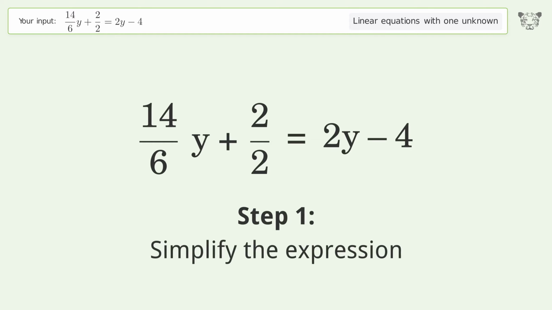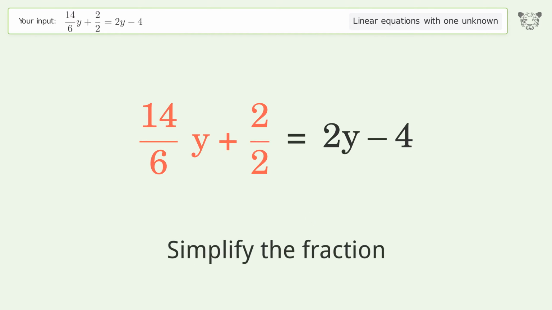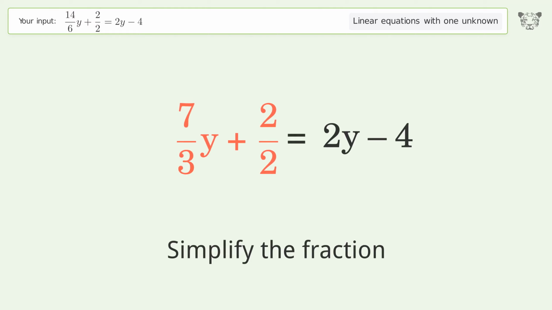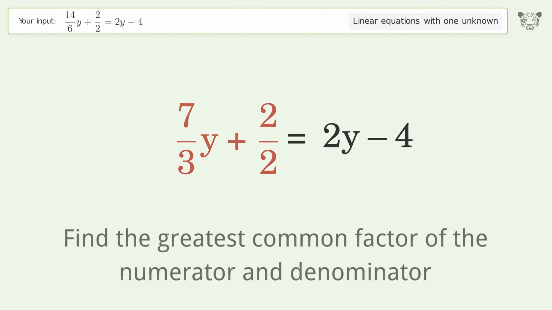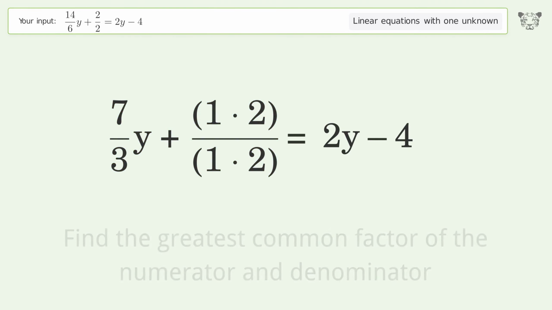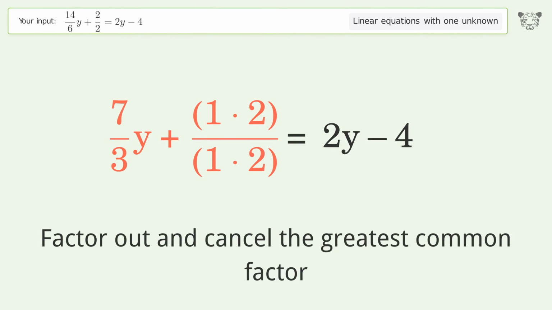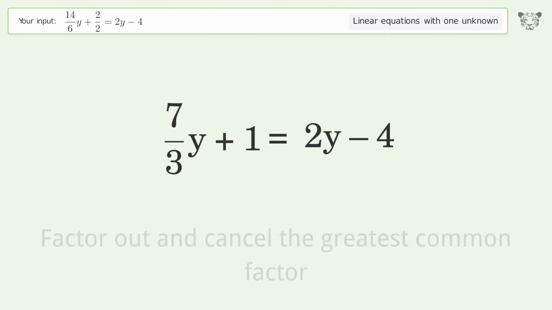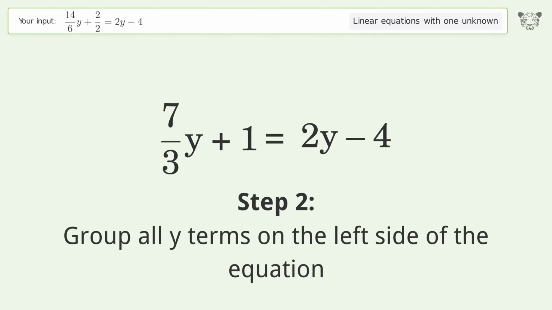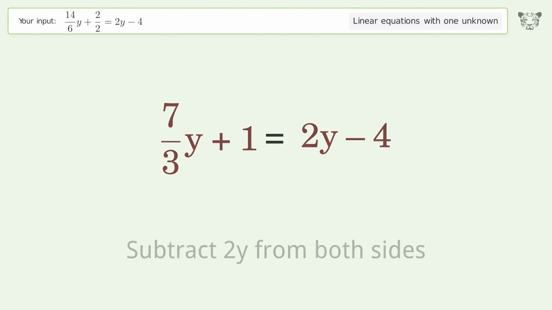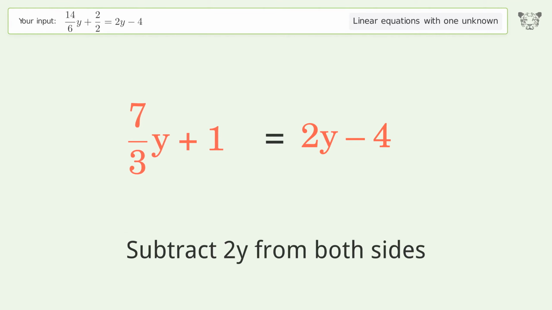Simplify the expression. Simplify the fraction. Find the greatest common factor of the numerator and denominator. Factor out and cancel the greatest common factor. Group all y terms on the left side of the equation. Subtract 2y from both sides.